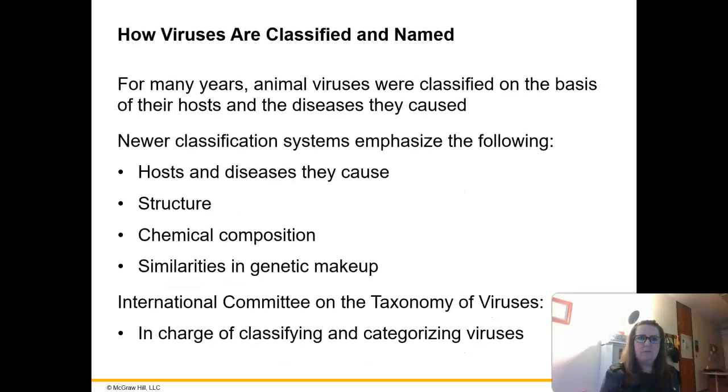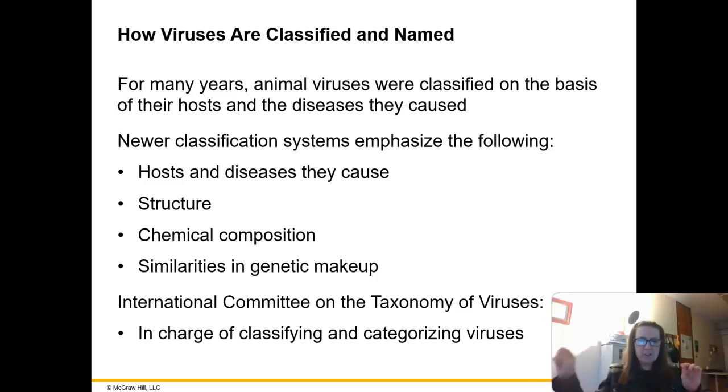Okay. So for many years in taxonomy, and this isn't just about viruses, essentially things were named based on maybe who first discovered them, or it could be essentially the disease they caused, or some kind of anomaly that they caused. But essentially, even in virology, or we're thinking about the International Committee on the Taxonomy of Viruses, they're really honing in on a classification scheme that makes sense. Hosts and diseases they cause, okay, that's good.